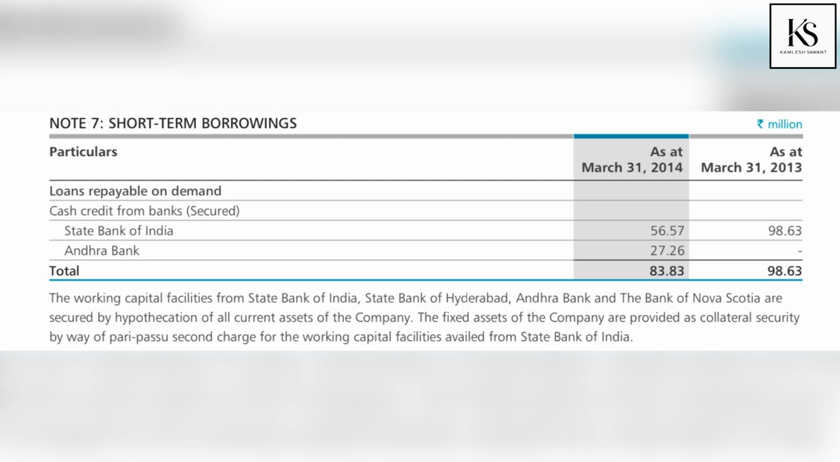As you can see, there are 4 line items within the current liabilities. The first one is the short-term borrowings. As the name suggests, these are short-term obligations of the company, usually undertaken by the company to meet day-to-day cash requirements, also called working capital requirements.